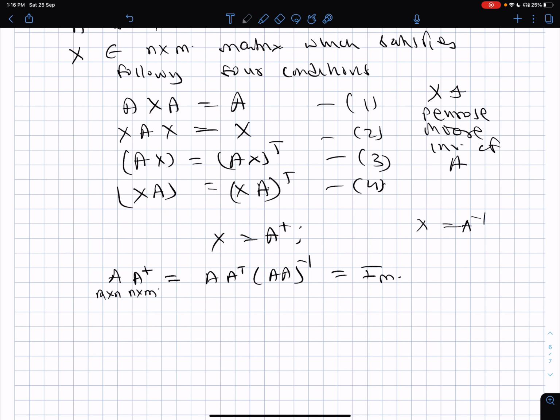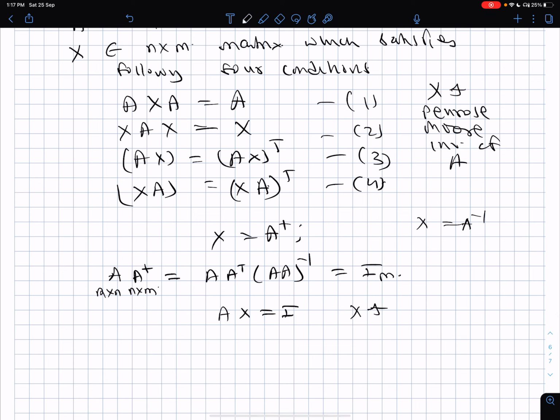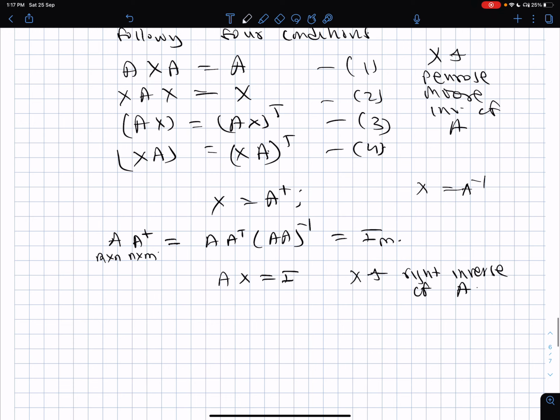When a matrix satisfies the requirement that AX is equal to the identity, then X is also called a right inverse of A. When a matrix satisfies the requirement that XA is equal to I, then it is called a left inverse of A. So in our example, the A plus that we have got is actually the right inverse of A.